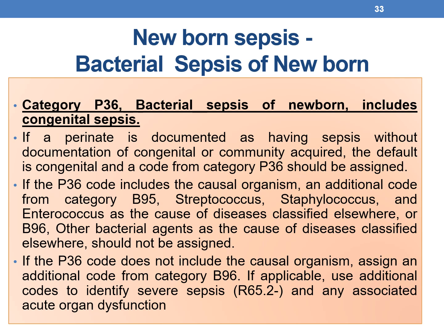If the P36 code includes the causal organism, an additional code from category B95, Streptococcus, Staphylococcus and Enterococcus as cause of disease classified elsewhere, or B96 should not be assigned. That is, in the P36 category, some codes describe the organism also. In that case, an additional code indicating the causal organism is not required. And if the P36 code does not include the causal organism, assign an additional code from category B96 and additionally, if applicable, use additional codes to identify severe sepsis and any associated organ dysfunction. That is given by R65.20.